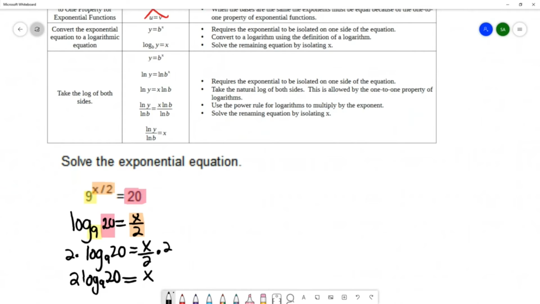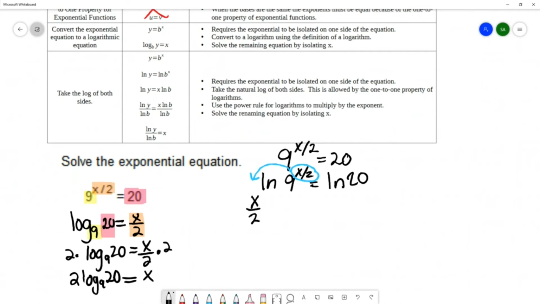Now the other method is to take the log of both sides. So we would start with our original equation, 9 to the x over 2 equals 20. We take the natural log of both sides, that's natural log of 9 to the x over 2 equals natural log of 20. We're going to use the power rule for logarithms, which allows us to move that power into the coefficient. So that's x over 2, natural log 9 equals natural log 20.